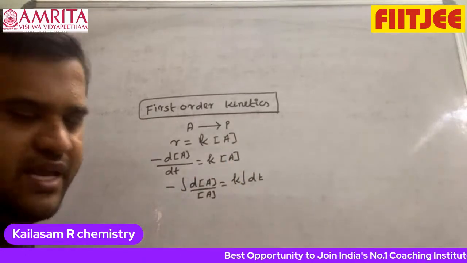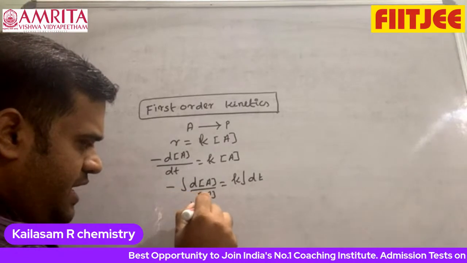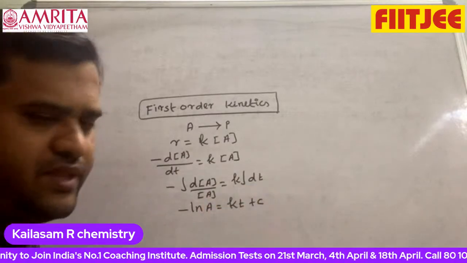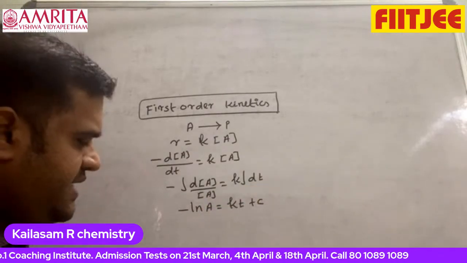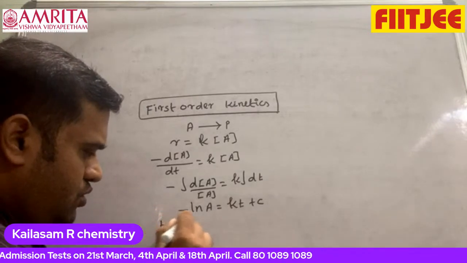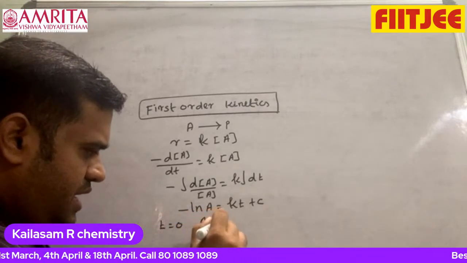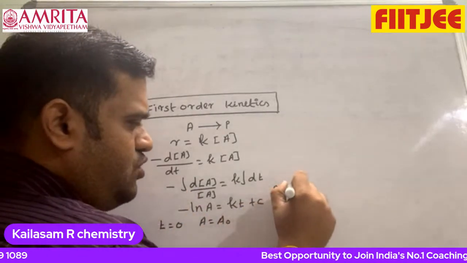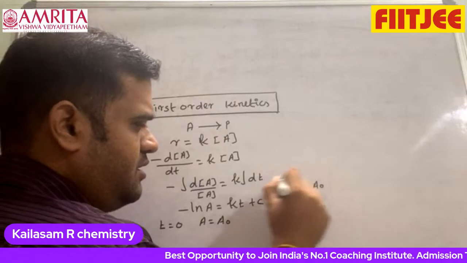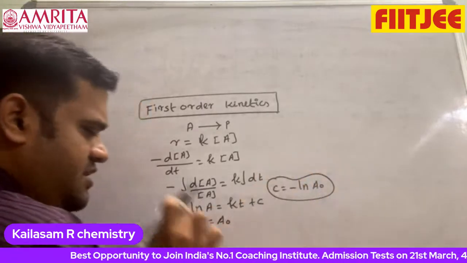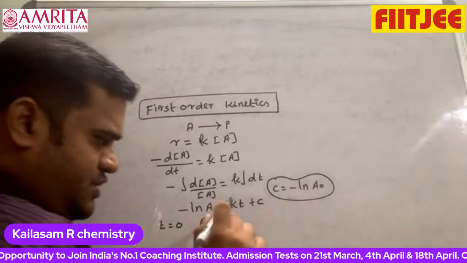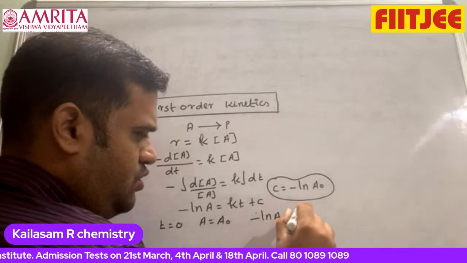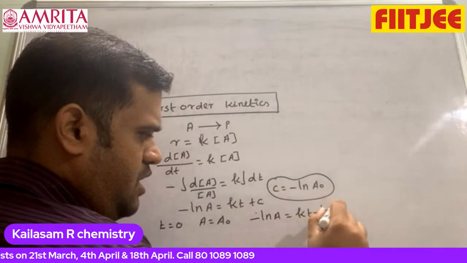Now what is minus dA by A? We can write minus ln A is equal to kt plus C. Now I want to find out the C. When time is equal to 0, A is equal to A naught. Now substitute that, we are going to get C which is equal to minus ln A naught. I am substituting in this equation. Now what I am going to get is minus ln A is equal to kt minus ln A naught.